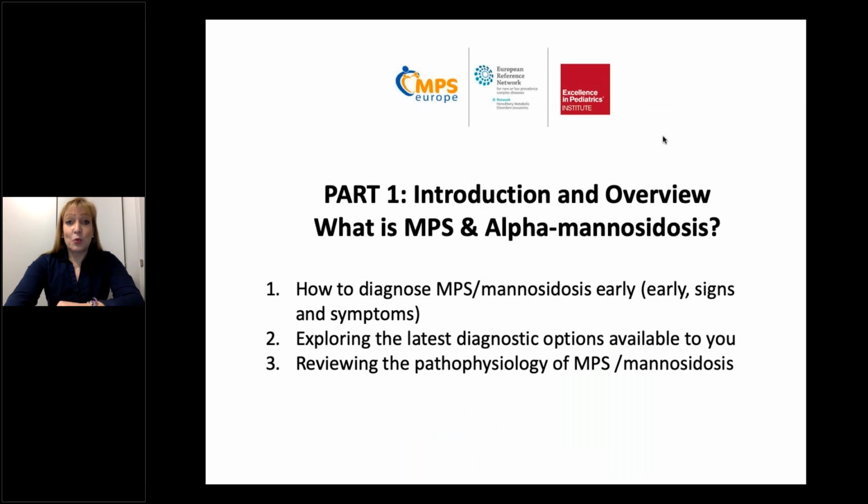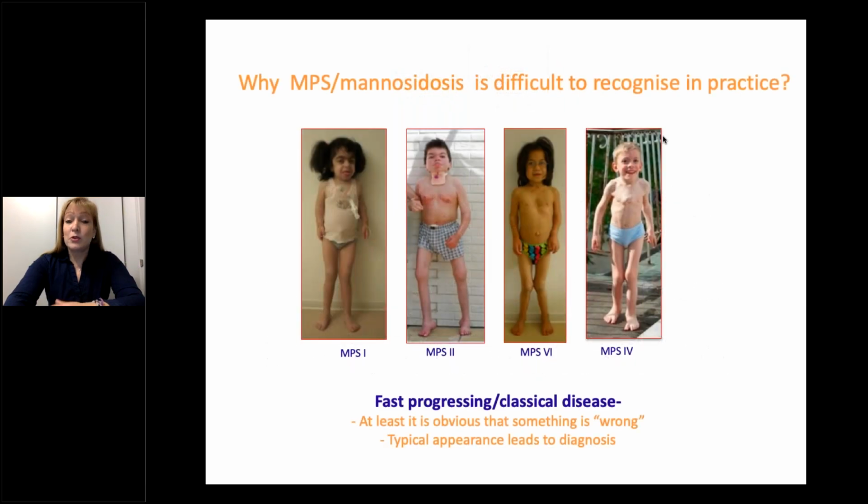So let's start part one, introduction and overview. What is MPS and alpha-mannosidosis? How to diagnose MPS and mannosidosis early, so the earliest signs and symptoms, which is the most difficult part, I have to say. Then exploring the latest diagnostic options that are available. And the third part will be reviewing the pathophysiology. So I want to start first with a lot of pictures so that you get an impression of this disease and why it is so important, or difficult actually, to recognize MPSs in practice.